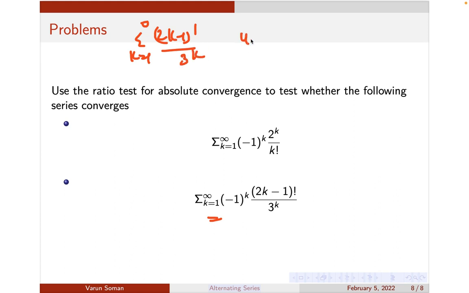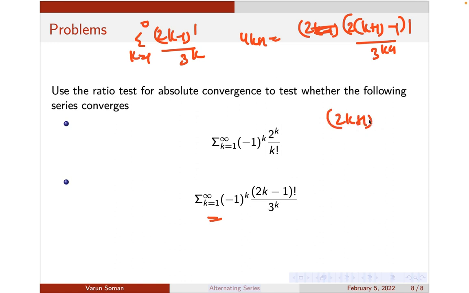So what is your u_{k+1}? Your u_{k+1} is nothing but, replacing k by k plus 1, 2 into (k plus 1) minus 1 factorial by 3^(k+1). So it is 2k plus 2 minus 1, so it is (2k plus 1) factorial by 3^(k+1). So what is your u_k? Your u_k is simply (2k minus 1) factorial by 3^k.